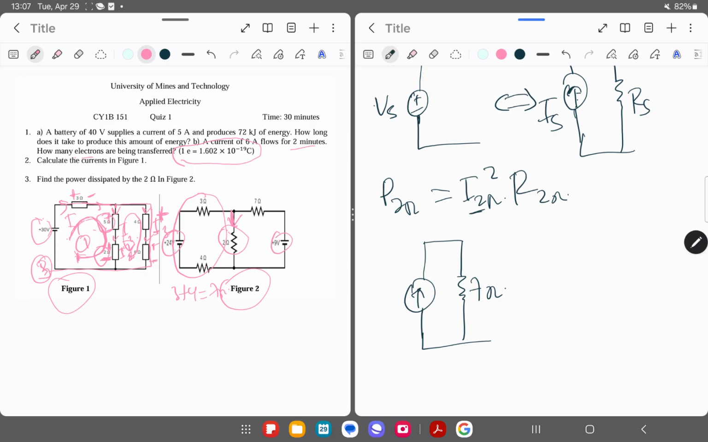Now we have to get this current, and to find it we simply take the voltage here, 24, divided by the resistance here. So you can write here maybe IS1. It will be VS1 over, let's say, RS1. So we get 24 divided by 7. That should give us 3, right? So that will give us 3 amps for this.